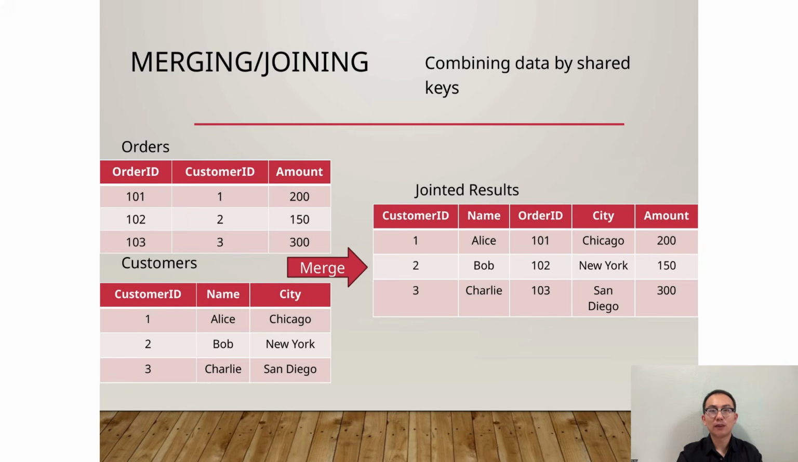For example, imagine you have one table with order details and another table with customer information. If you want to see both the order and the customer's name and city in one place, you'd perform a merge. After the merge, you get a single table that includes everything: order info and customer details. This kind of operation is especially useful in business analytics, where you often need to combine data from multiple sources to get a full picture.